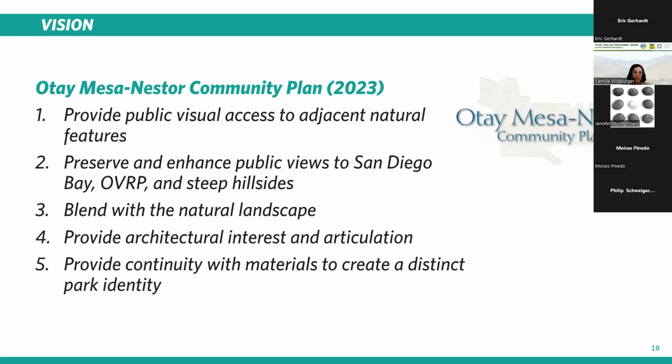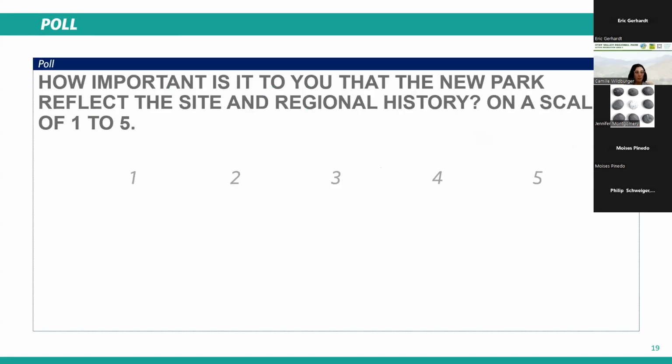Additionally, in our analysis of the Otay Mesa Nestor Community Plan from 2023, we've identified several key design and planning guidelines that align closely with our park development objectives, including providing public visual access to adjacent natural features, preserving and enhancing public views to San Diego Bay, OVRP, steep hillsides, and blending with the natural landscape, providing architectural interest and articulation, and lastly, providing continuity with materials to create a distinct park identity.